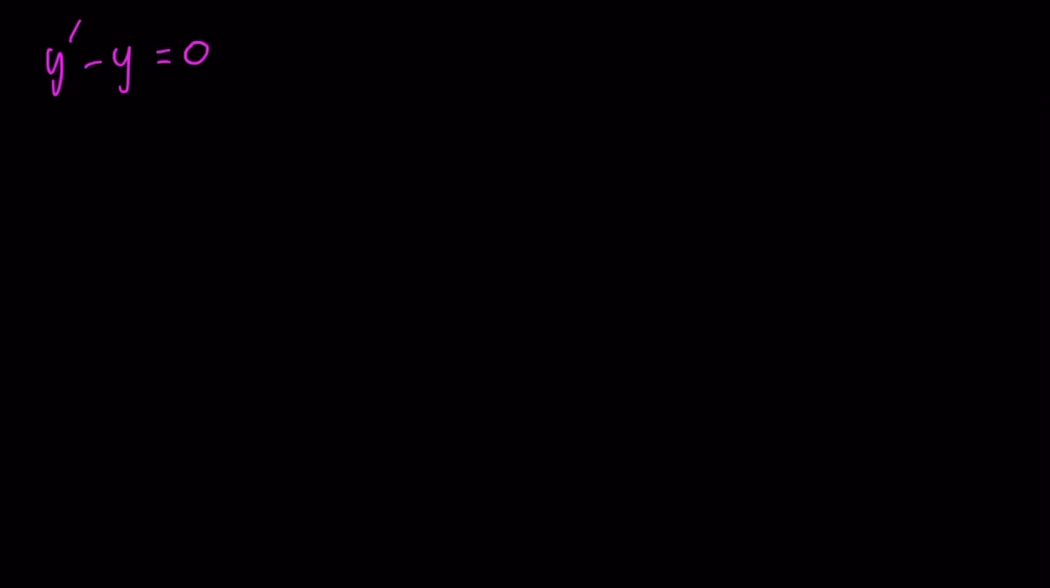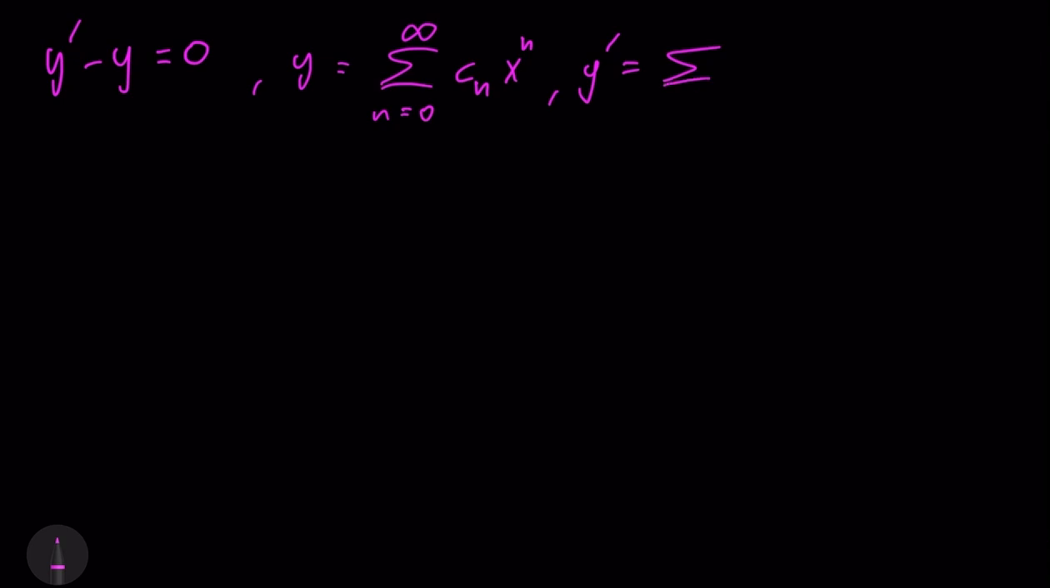Today we'll be solving the differential equation y prime minus y equals 0. And to start off, we could let y equal the sum from 0 to infinity of c sub n x to the nth power. And y prime is the derivative of this, which is the sum from 1 to infinity of n c sub n x to the n minus 1 power.